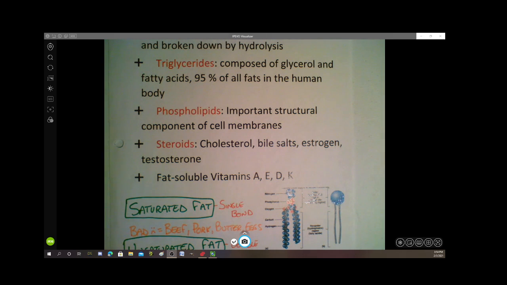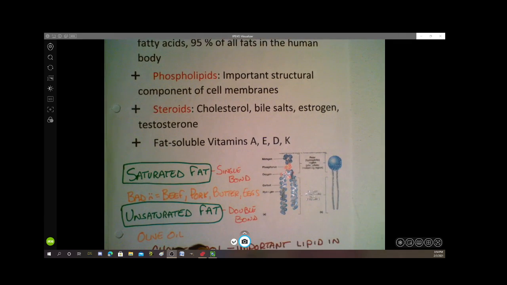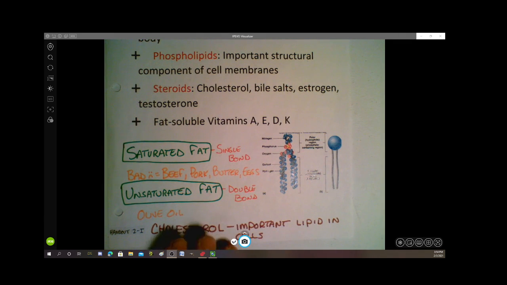The cholesterol that we do use in our body, our liver actually manufactures, along with some other steroids like bile salts. These are going to be digestive chemicals. We also have some fat-soluble vitamins. Instead of dissolving in water, vitamins A, E, D, and K dissolve in fat. And I just thought I'd mention here at the bottom of this handout the two types of fat that we think of when we think of dietary fats.